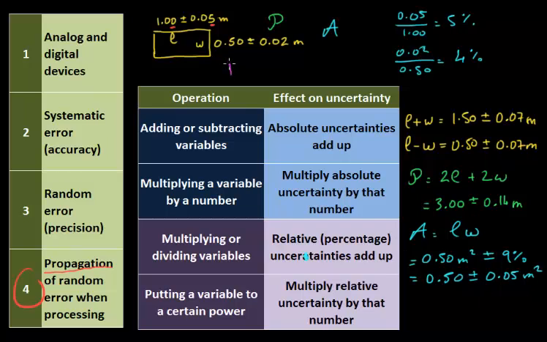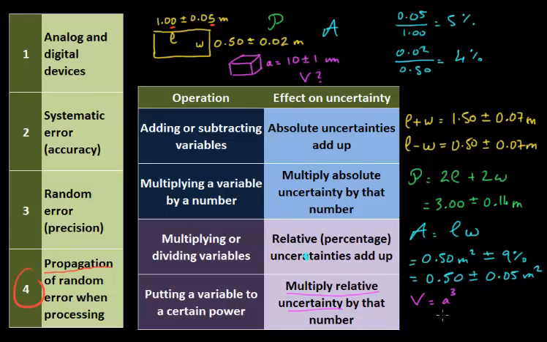Now let's say I have a little cube here of side A equal to, let's say, 10 plus or minus 1 centimeter, okay? And I want to find the volume of that cube and its uncertainty. So the volume is equal to A cubed. And here, when you put a variable to a certain power, it's like doing A times A times A, right? So it's logical that you multiply the relative uncertainty by that number because you're just doing a multiplication in the end.